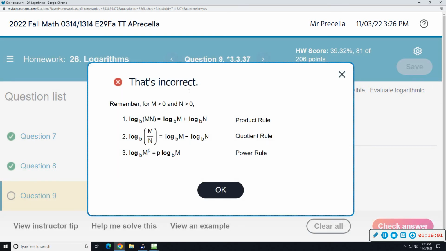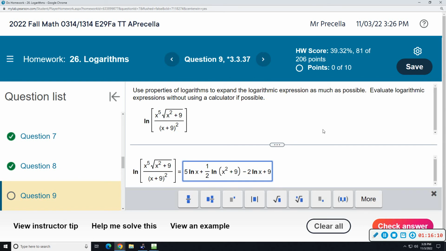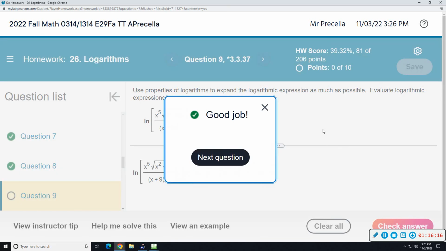That's incorrect, and it doesn't give you that much to help you figure out what's wrong. If it's a sum or difference in the argument of the logarithm, that's the thing that follows the log notation, you must enclose it in parentheses. Any questions there?